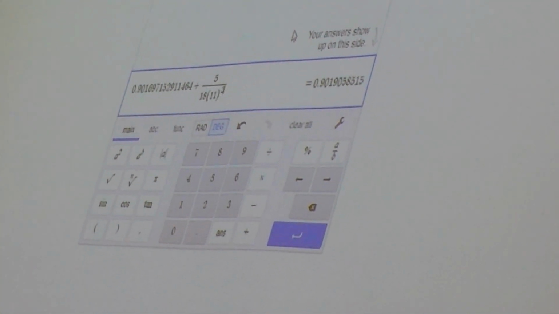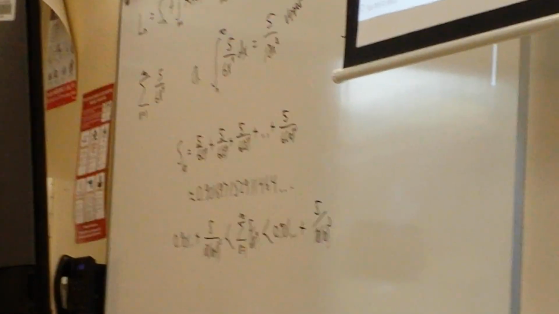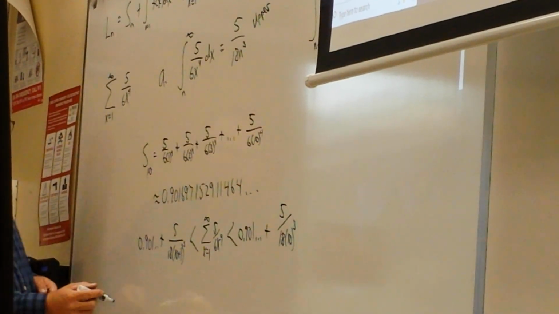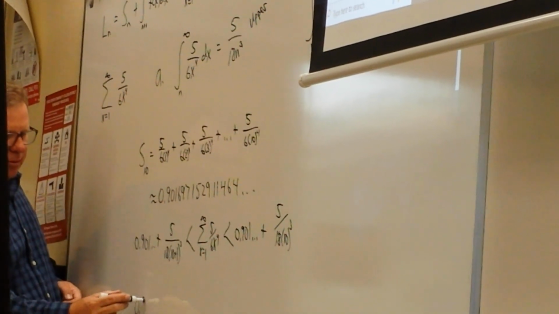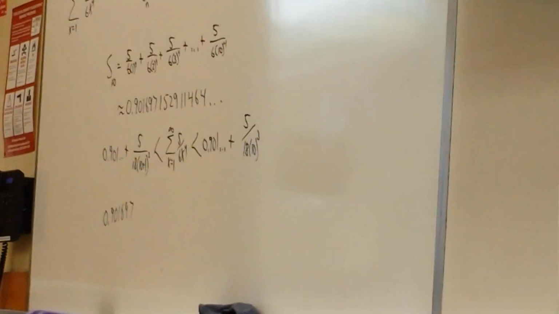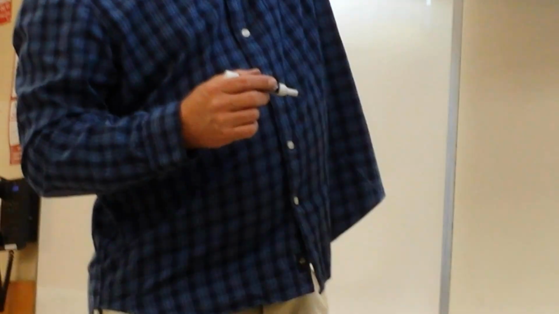Okay, let's write that down here. So in case I screw it up on the computer screen we have here. So 0.901697. That's 6 decimal places. 152, which is going to round to 153, correct?